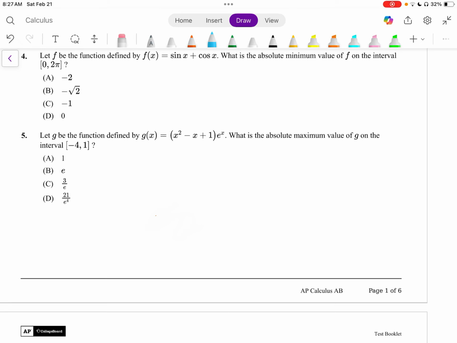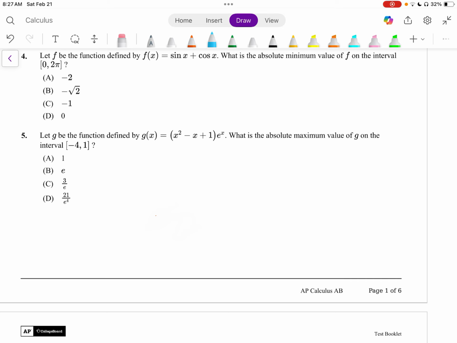We're doing Unit 5 Progress Check Part B. So we're going to look at 4, 5, and 6. So number 4, let f be the function defined by f of x equals sine of x plus cosine of x. What is the absolute minimum value of f on the interval 0 to 2π?